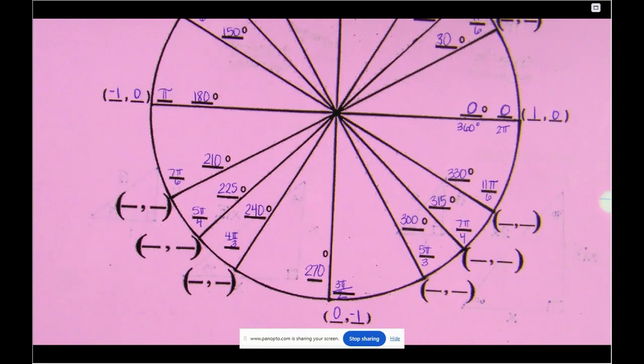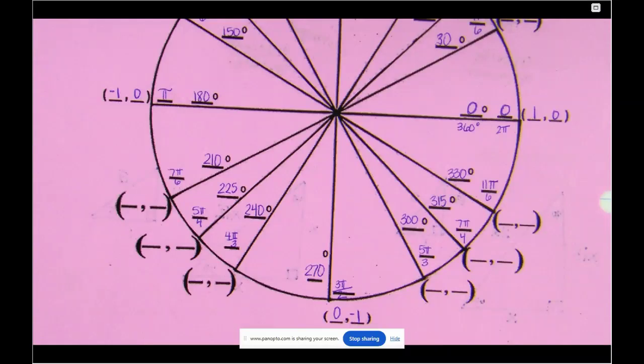Okay, what's the sine of 30? 1/2. What's the cosine of 30? Square root of 3 over 2. What's the sine of 60? Square root of 3 over 2. What's the cosine of 60? 1/2. Okay. Those are pretty easy.